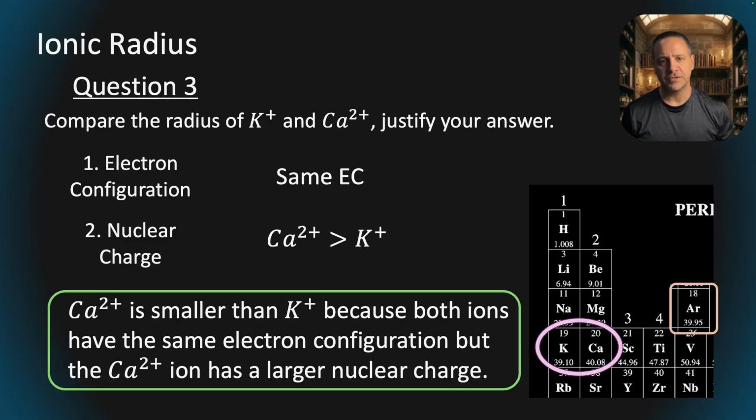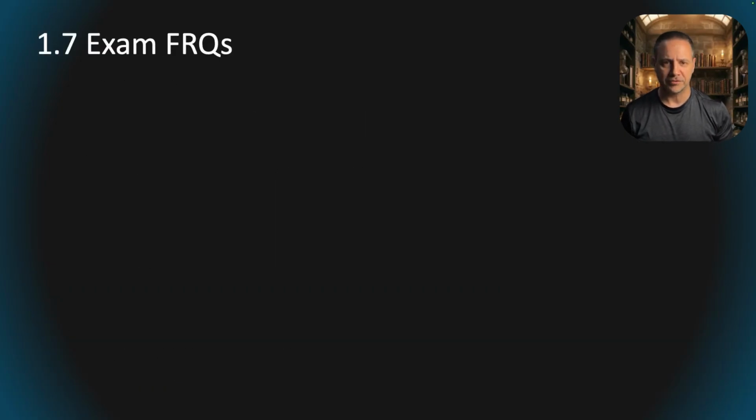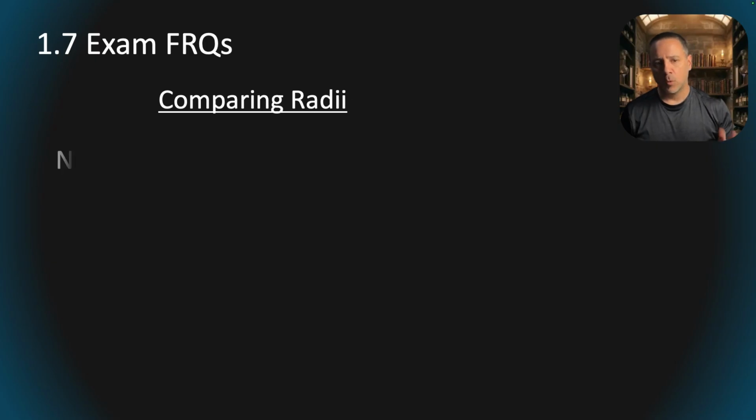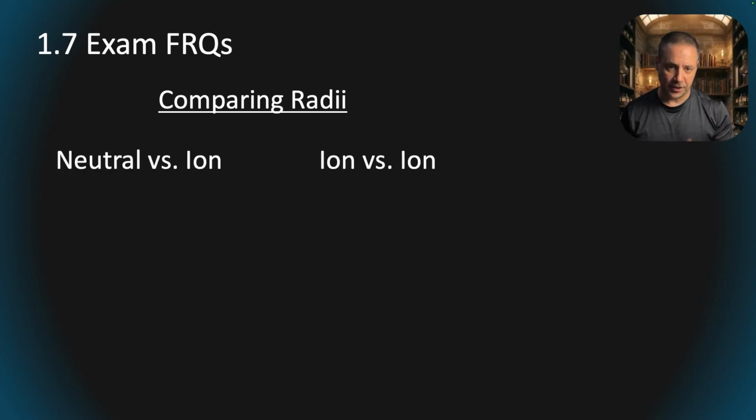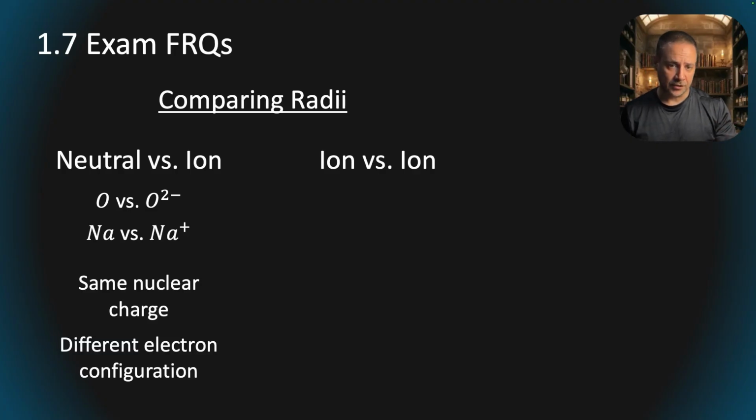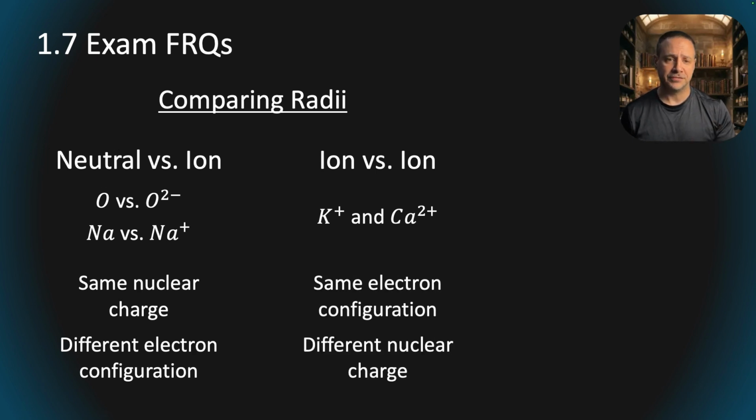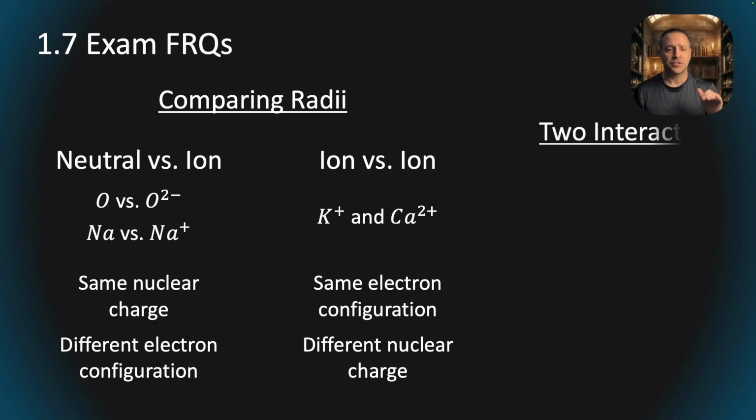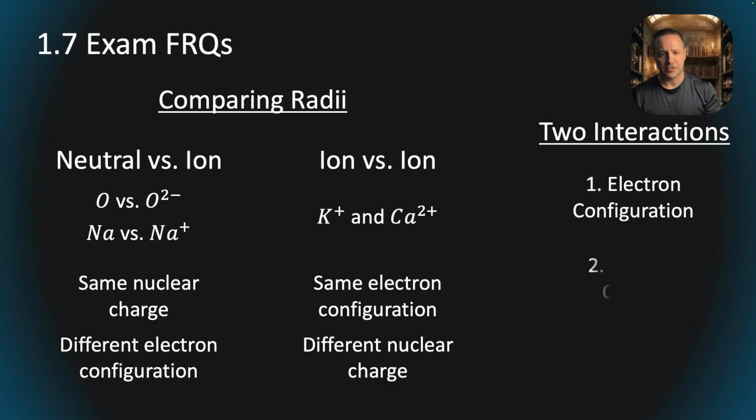In the past few years, one of these 2 questions has shown up on the free response just about every single year, comparing the different radii. One of them compares neutral versus the ion, as in the first 2 examples that we covered, the other 2 different ions. Neutral versus ion, you're comparing the same elements, so you're going to have the same nuclear charge, but a different electron configuration. When comparing the 2 ions, these are going to have most likely the same electron configuration, but they're going to have a different nuclear charge. One thing is the same, and the other is different. All of this is based on those same 2 interactions, so make sure you pay attention to the electron configuration and the nuclear charge.